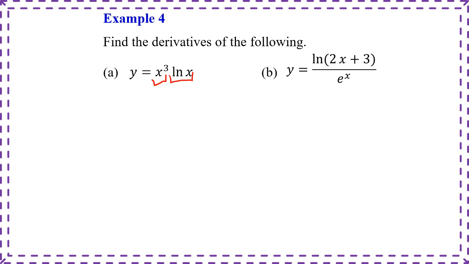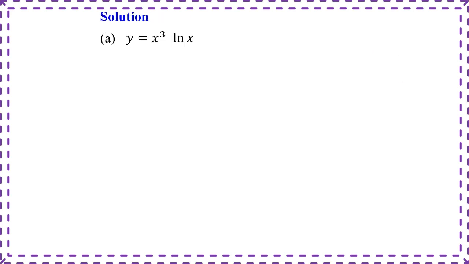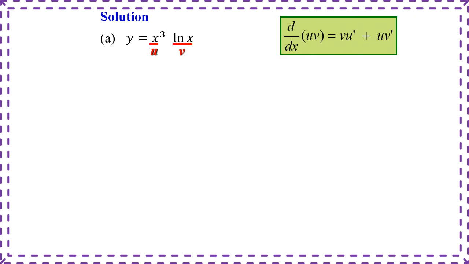For b, we have natural log of 2x plus 3 divided by e to the power of x. This one also has a log function and an exponential separately, so this is in the form of a quotient. We need to use the quotient rule, which is u over v. So for question A, u is equal to x cubed, v is equal to natural log x. Now, applying the product rule, we have the derivative of uv equals v u prime plus u v prime, or directly you can put the u and v at the bottom. So u equals x cubed, v equals natural log x.